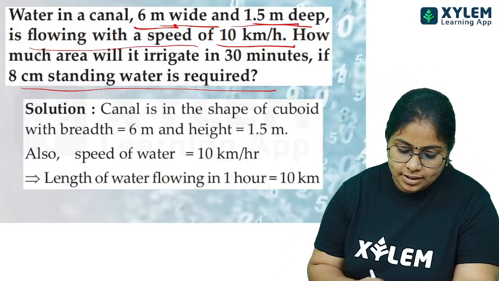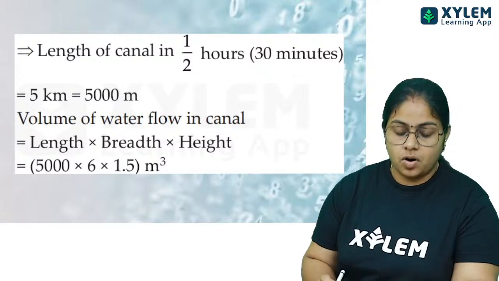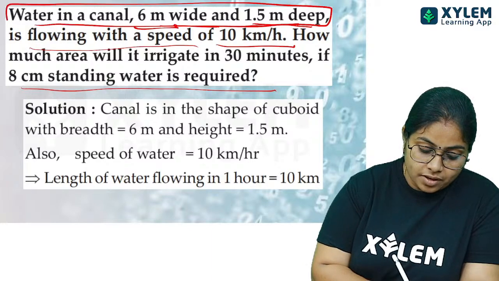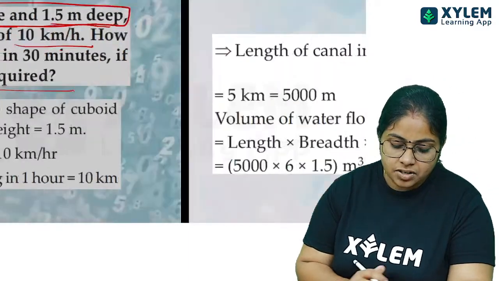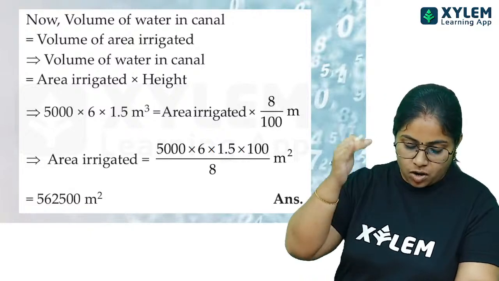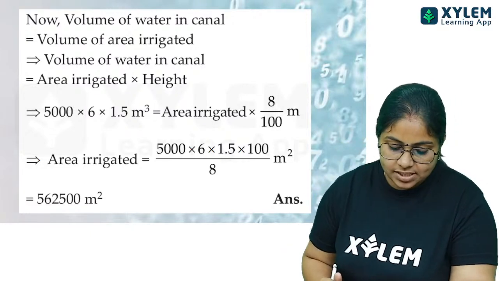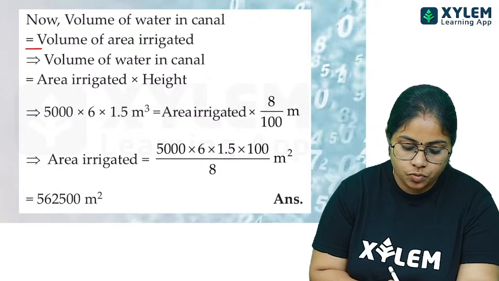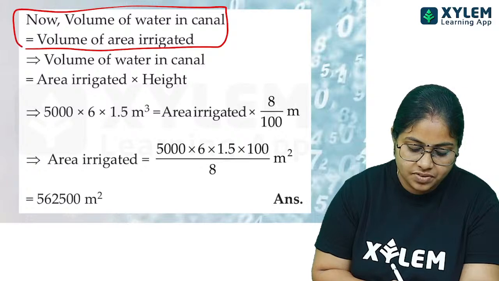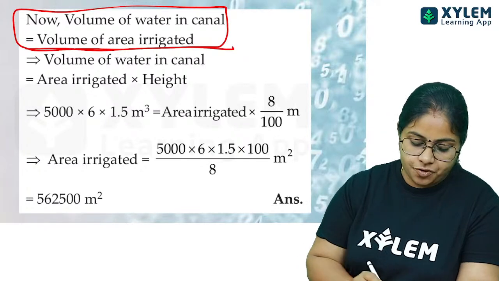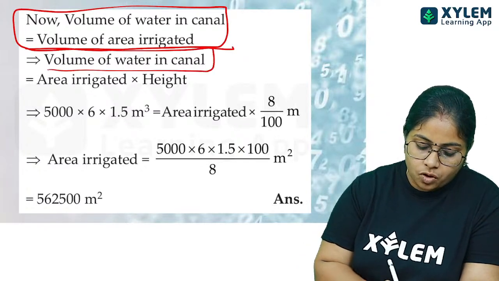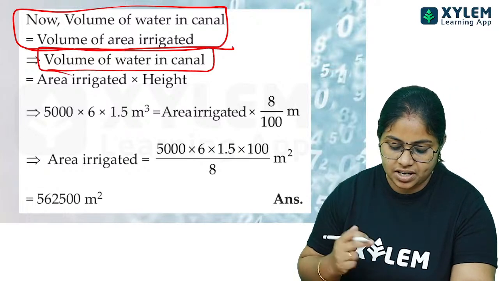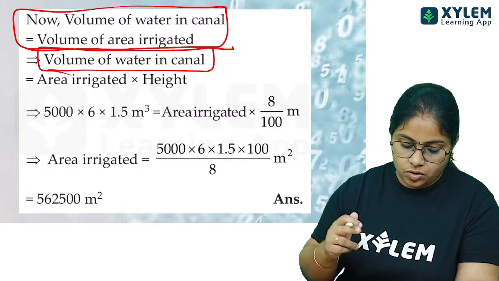First of all, we have to find out the volume of water, that is, the volume of water in the canal. Okay, and then the height and how much area is irrigated. The volume of water in the canal will be equal to the volume of the area irrigated. First we have to find the volume of water in the canal. One thing is missing, but we are going to find out all these things.